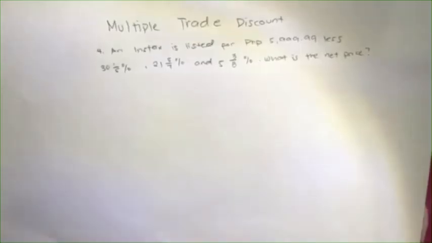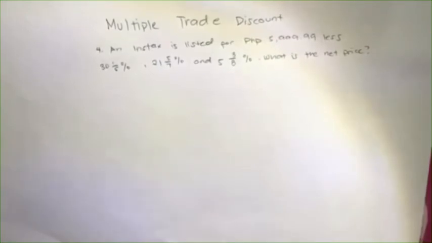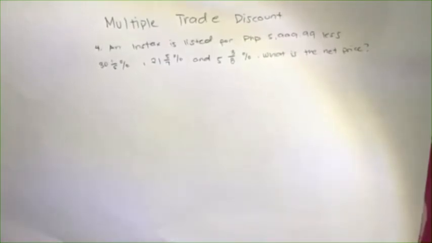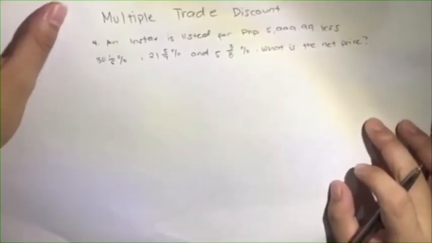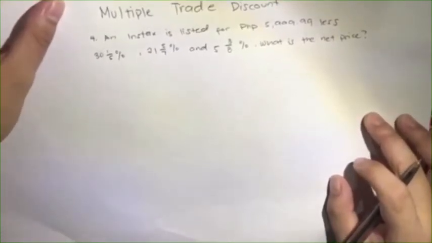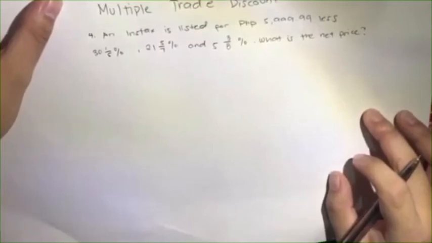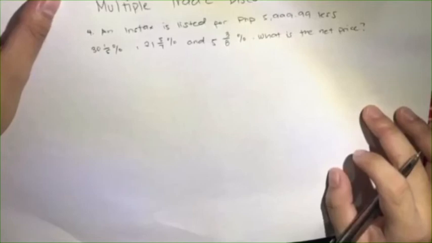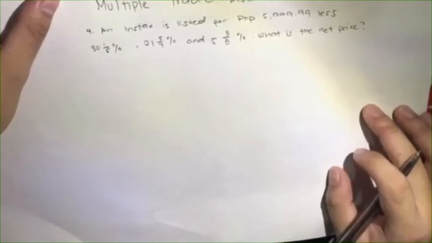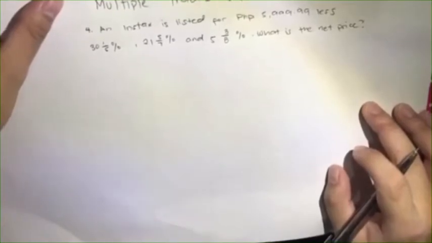So pupunta tayo ngayon sa ating next topic, which is multiple trade discount. So problem number 4. An in-stocks is listed for 5,999.99 less 30 and 1/5%, 21 and 5/7%, and 5 and 3/8%. What is the net price?